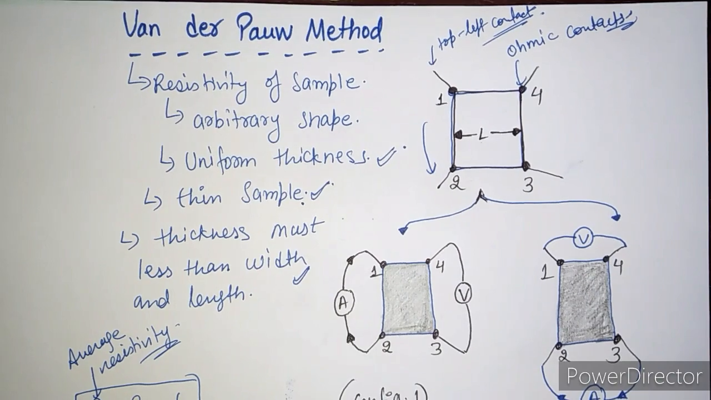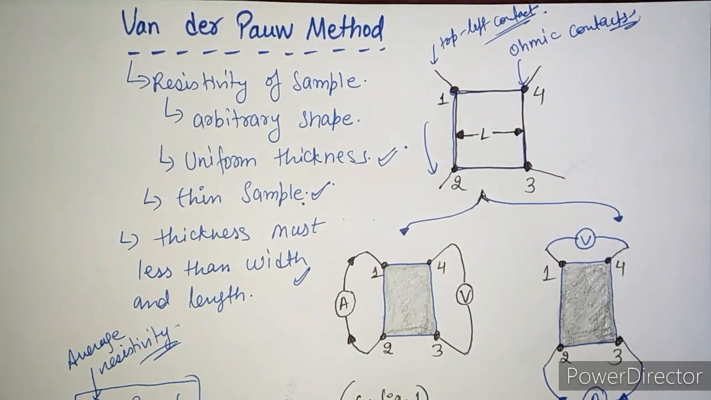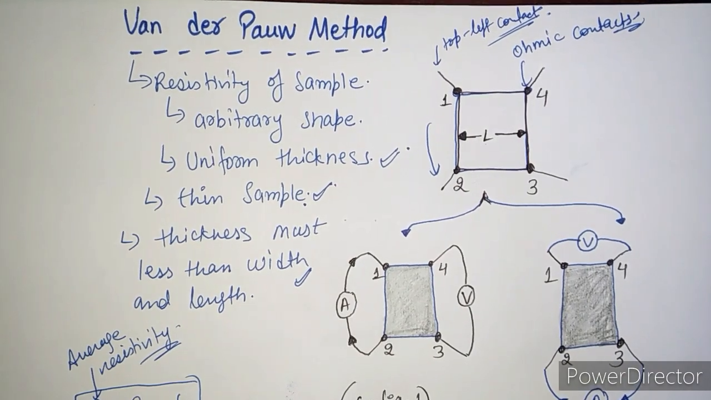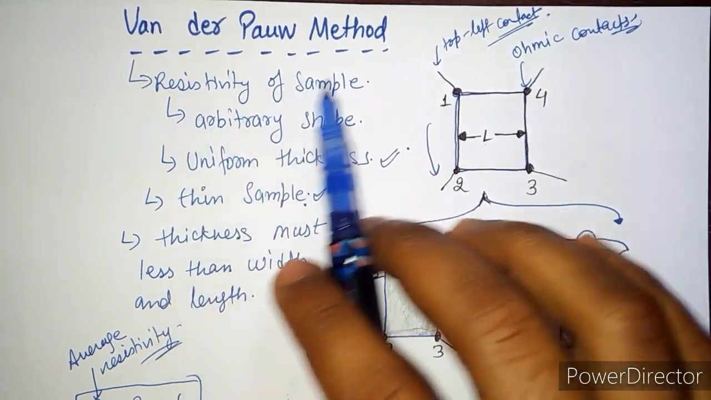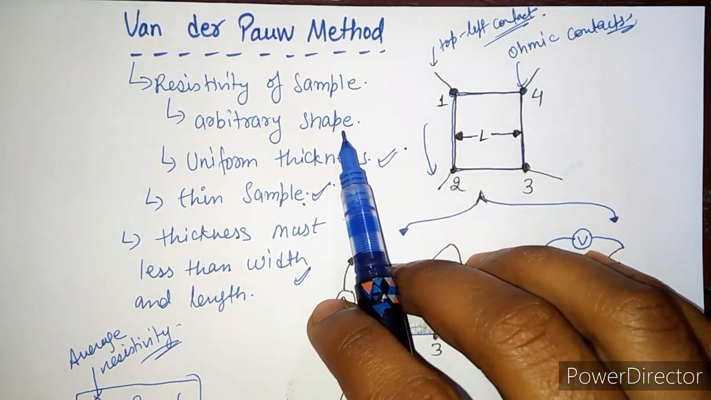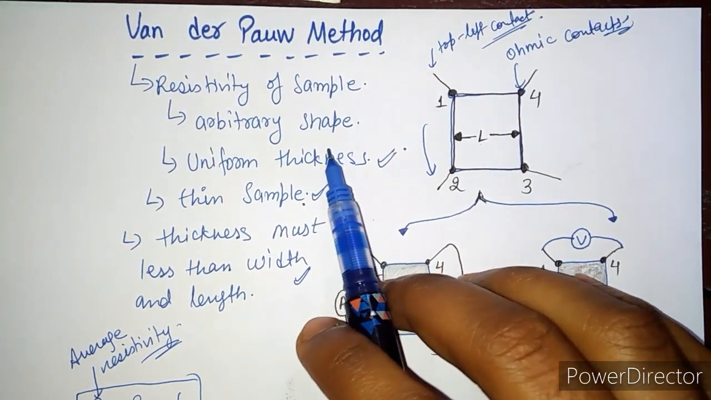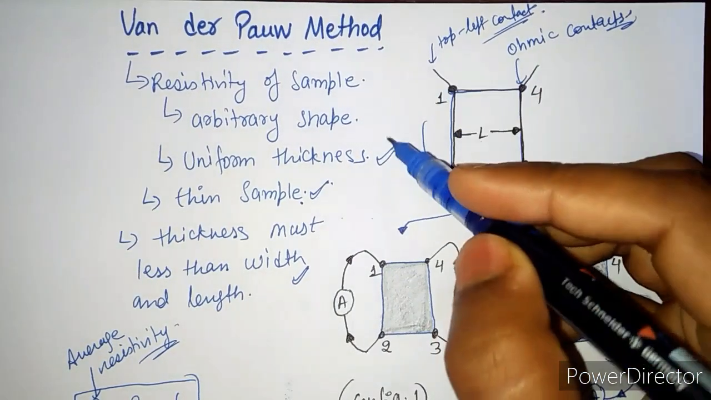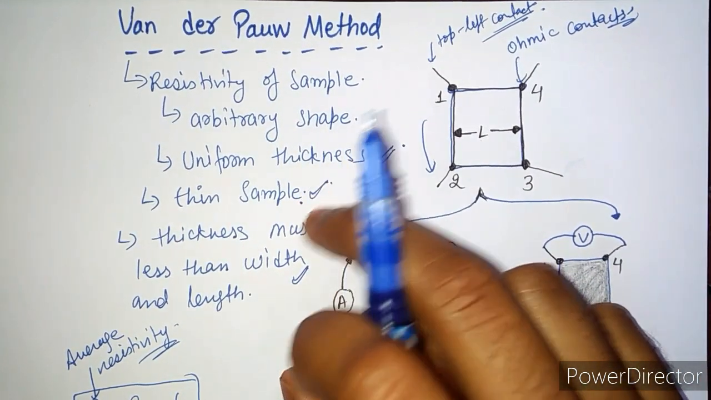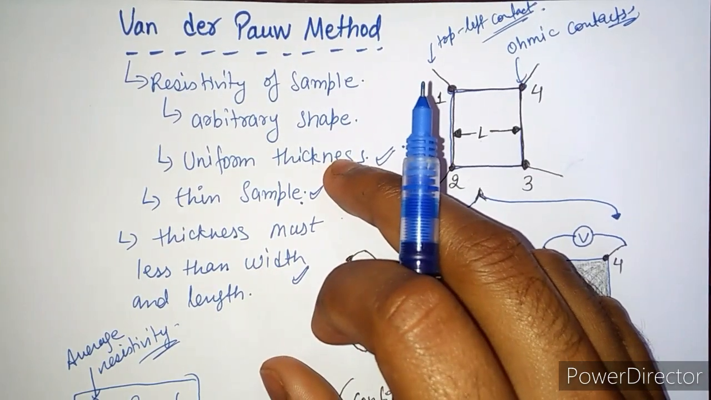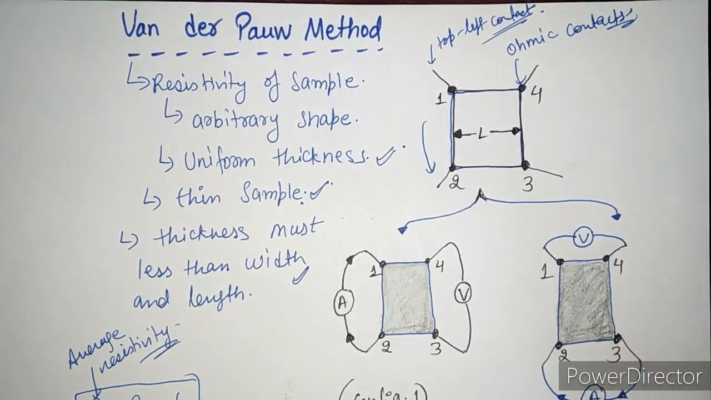In the last video we discussed the 4-point probe method, and in today's video we are going to discuss a type of 4-point probe method, that is the van der Pauw method. This method is used to measure the resistivity of a sample having an arbitrary shape. Arbitrary shape means any odd shape sample, and the condition for this sample is that it should have a uniform thickness, and it should be thin, which means the thickness must be less than the width and length of the sample.